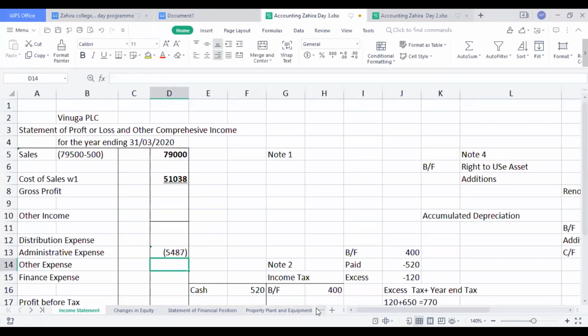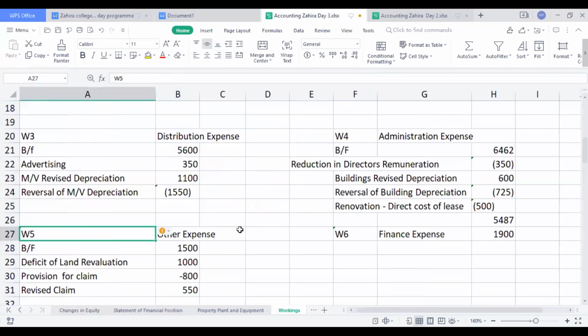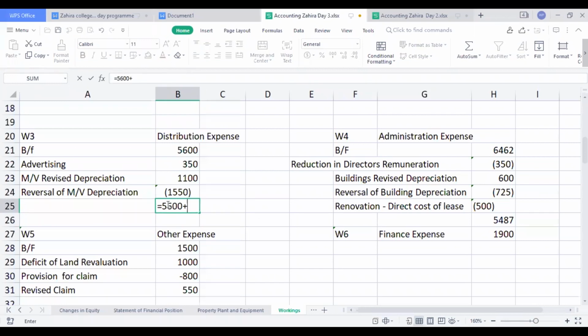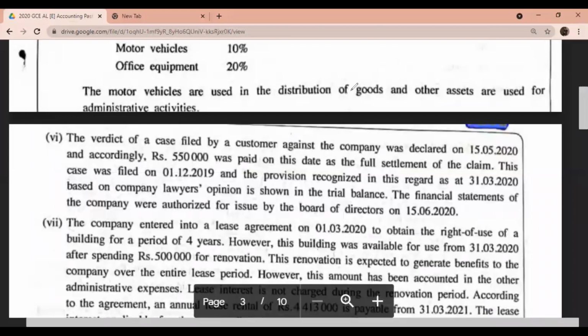What do you have? I'm finalizing distribution expenses. Got 5,600 plus 350 plus 1,100 minus 1,550. 5,500 as distribution expenses. So I'm taking distribution expenses to the books of accounts. The income statement will have, okay, we'll finalize other expenses also.